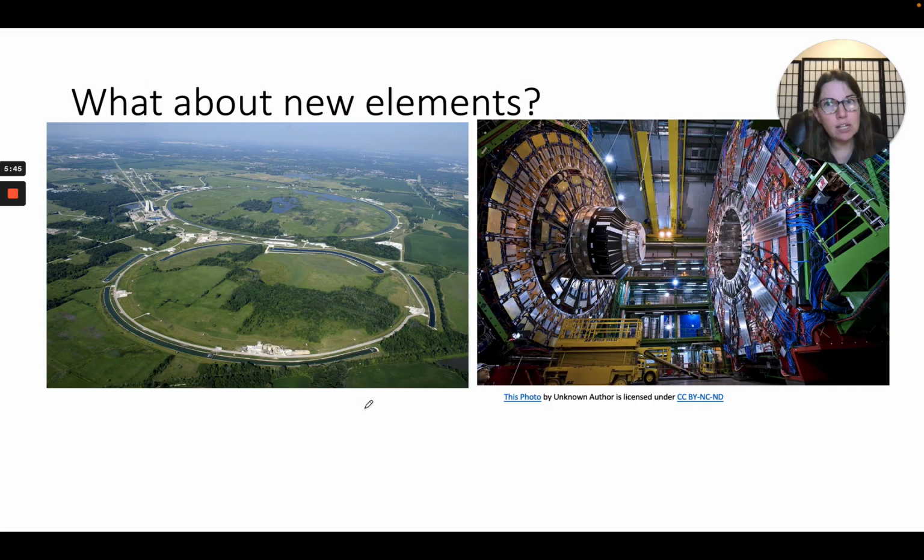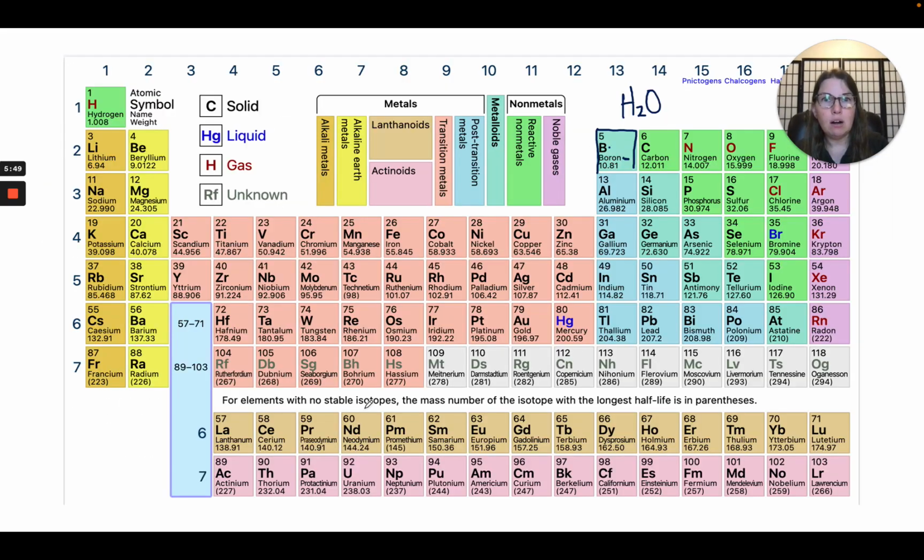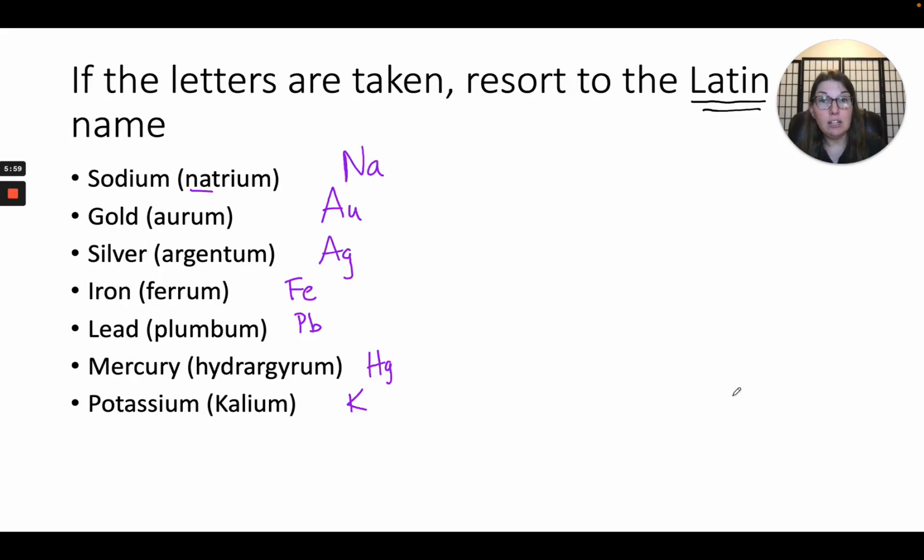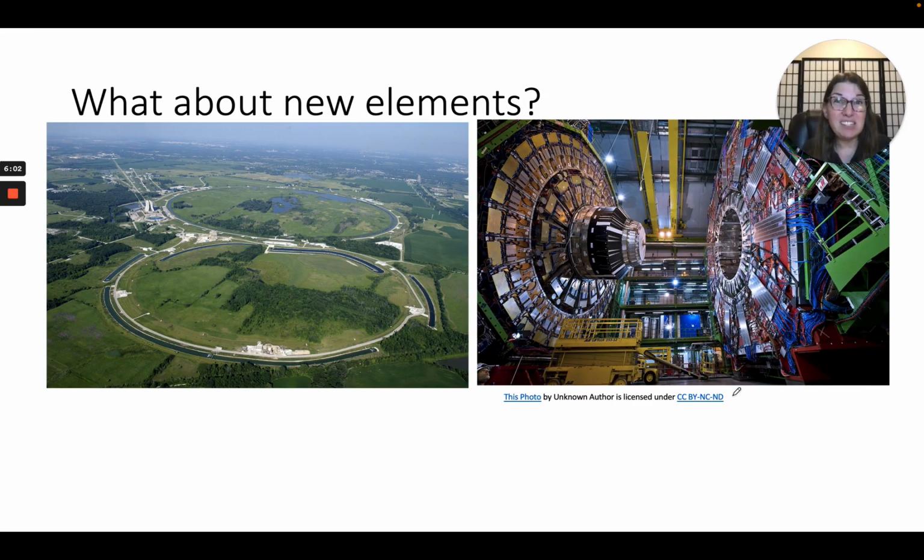So I mentioned in the last video that some of the elements on the periodic table were not present on the poster in my classroom, specifically this row right here. Okay, so how did we get these new elements? And the answer to that is that scientists basically made them. They are man-made elements. Up here, this is what's called a particle accelerator.